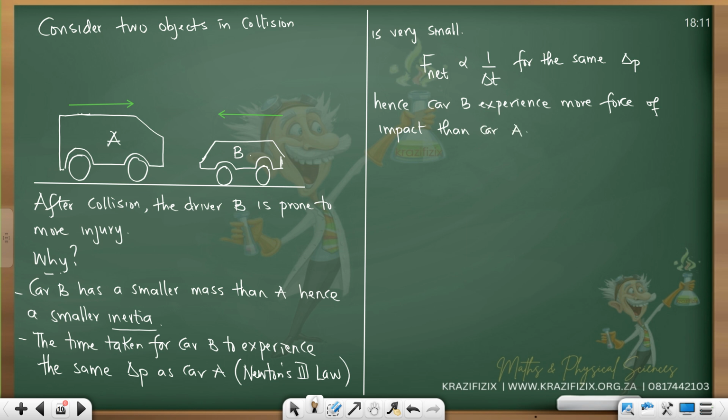Is my explanation on point? Same story, guys. We're just using different applications. Same story. That's why you'll see the driver of car A even rushing to go help car B, and they were both in the accident.